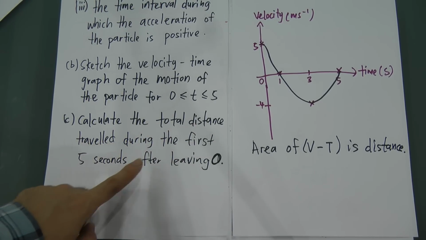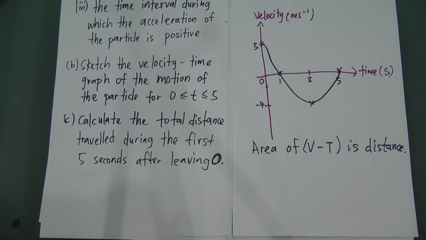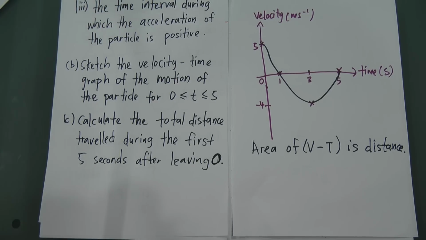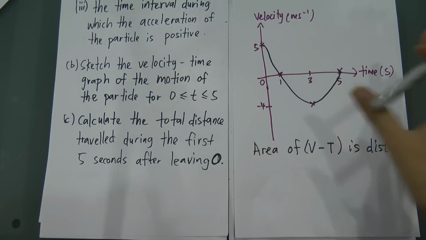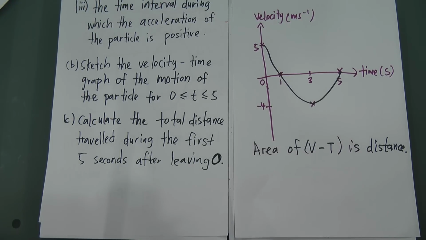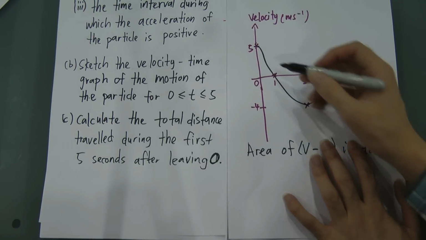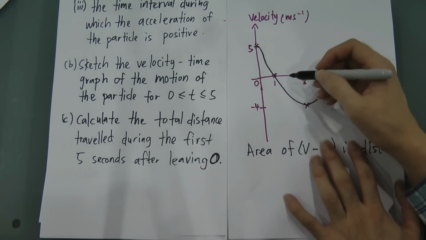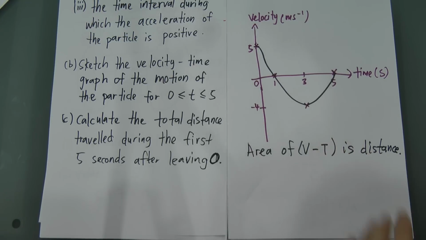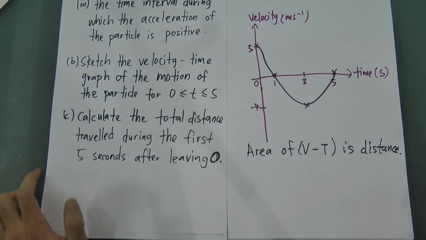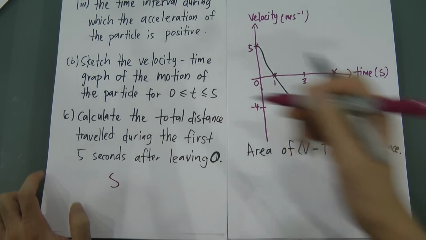Okay, so after you get the graph, part C will ask you to calculate the total distance traveled during the first 5 seconds. So now you want to calculate total distance traveled. Normally he asks you to sketch the graph, then he will ask you to find the distance. This almost happened in all the examples. Okay, so I do some remarks here. So first thing, we want to find distance.